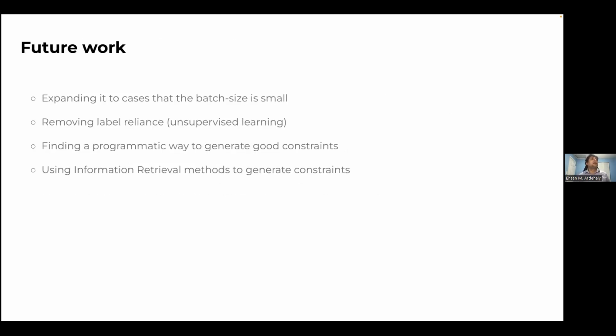Yeah, in future, we want to expand this work to smaller batch size, as I mentioned at the beginning, for bigger models. We also want to remove label reliance. So basically, we can get rid of the label data altogether and just use the unlabeled data in unsupervised learning. And we want to use some programmatic way to generate good constraints, or use some information retrieval methods to generate constraints.